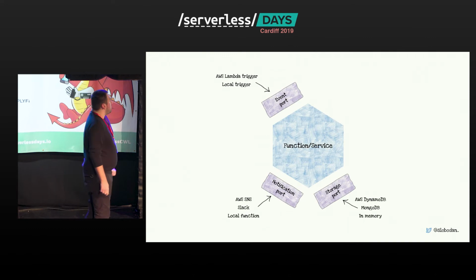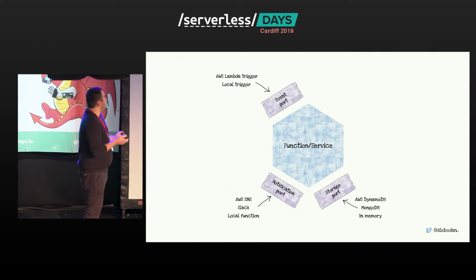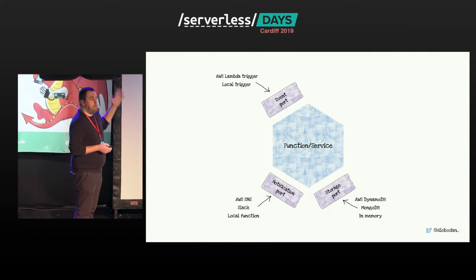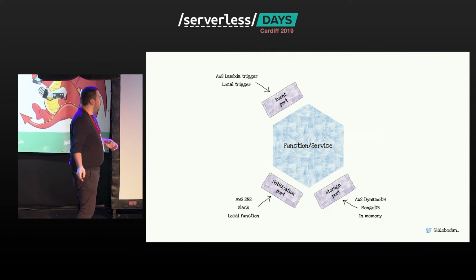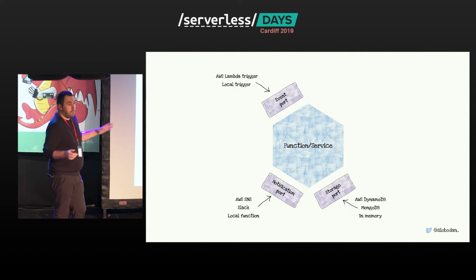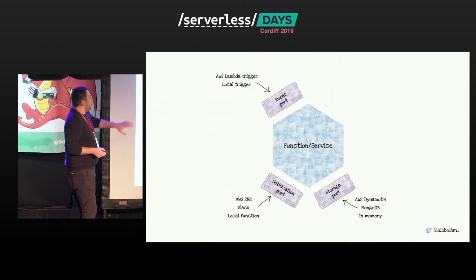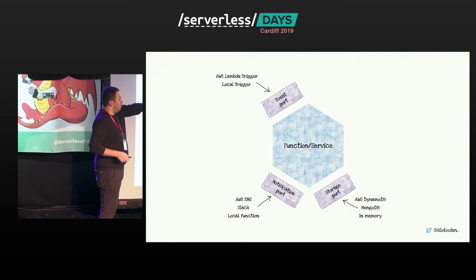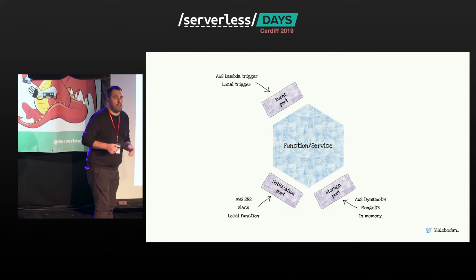So let's say that we want to write a function that will just get some API request and then store some data in the database, and finally send some notification via Slack or something. Instead of just bundling everything into one function, we'll keep the core of our function, like business logic, inside, and we'll have 3 different ports.